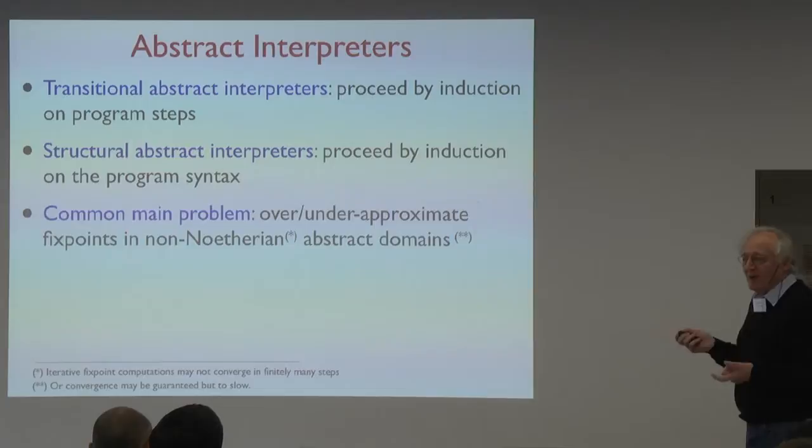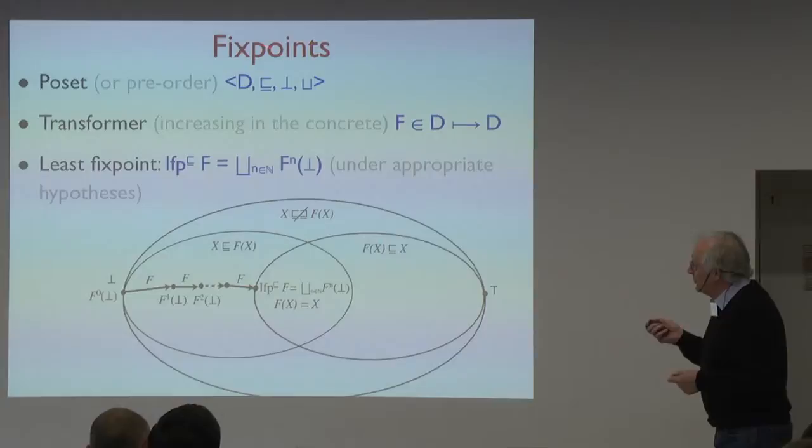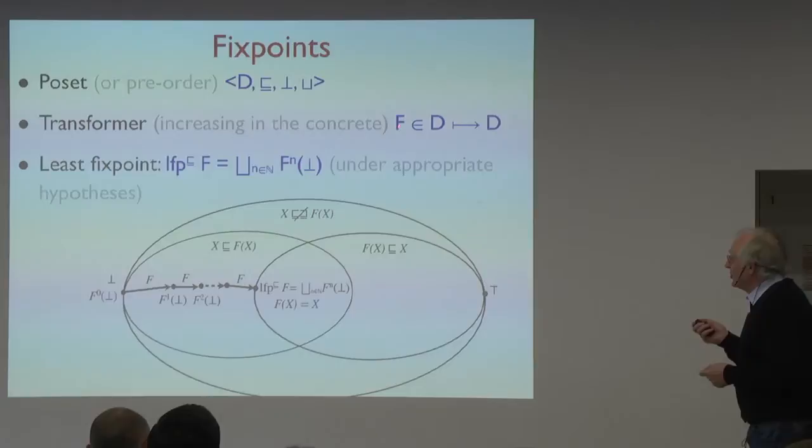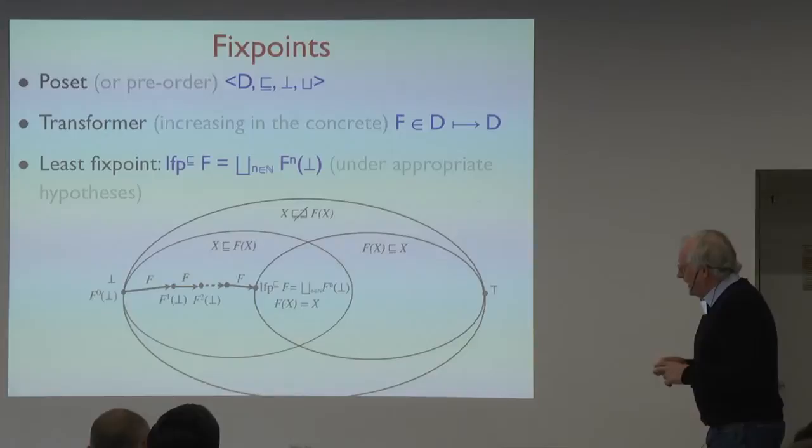So in general, you have some ordered structure, which can be a pre-order. Then you have a transformer that simulates the effect of an induction step, and you want to compute a fixed point with good hypotheses to have the fixed point which exists. And we are in this situation that I represent this way.